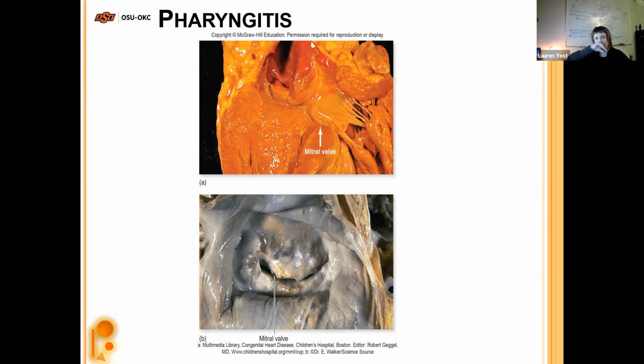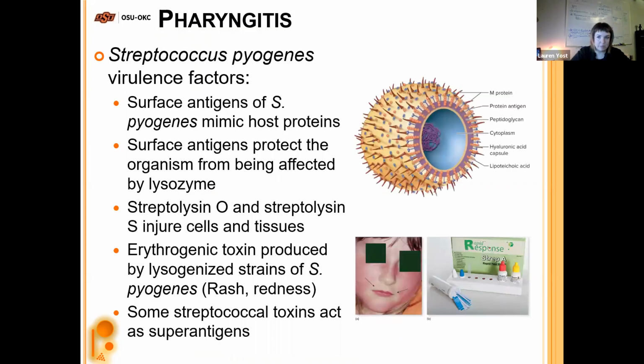This would be like scarlet fever, I believe. I don't know enough about the anatomy of the heart to tell you what's going on in these pictures, and I apologize, but if you know, then maybe share with other people, because I have no idea. I don't know about hearts.